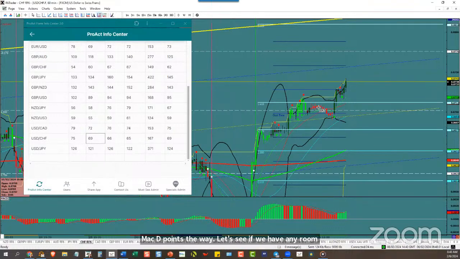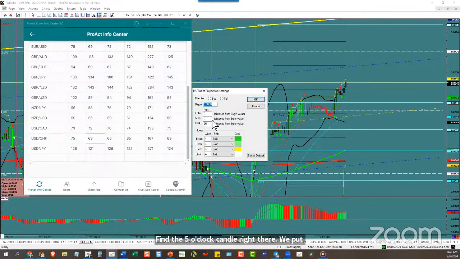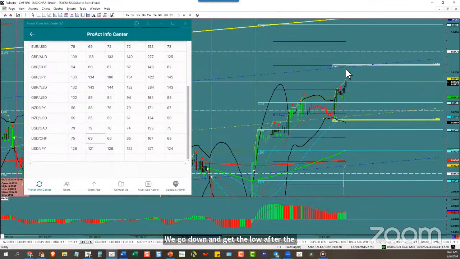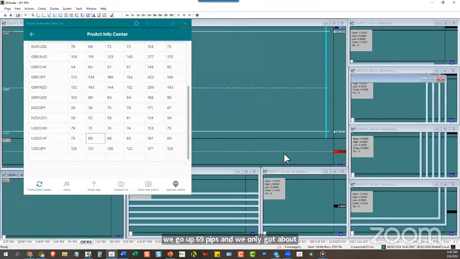Find the 5 o'clock candle right there. We put a low in after that, was over here. We go down and get the low after the 5 o'clock candle. We go up 69 pips, and we only got about 15 pips left. Nothing there. Over to dollar yen.